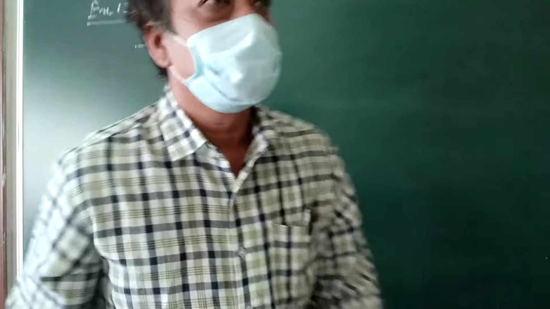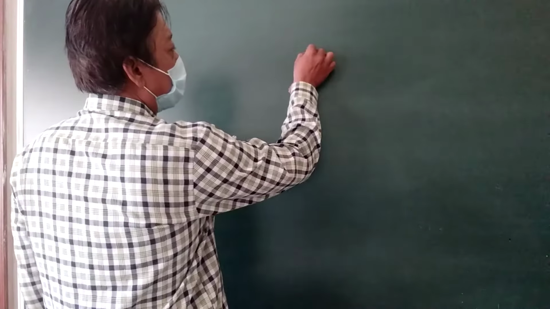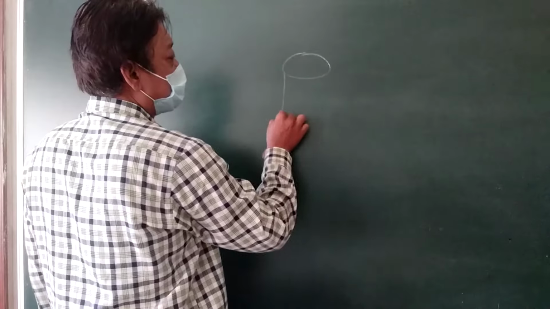Yesterday we had completed exercise 13.1. Today we will see exercise 13.2. In this, there are questions regarding the cylinder. You know the cylinder. The shape of the cylinder is like this.